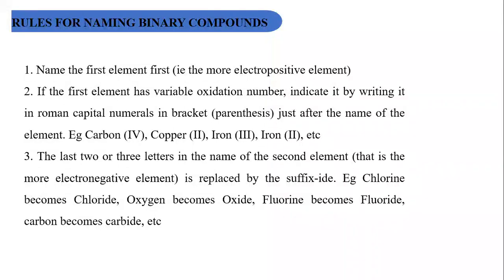So chlorine becomes chloride, oxygen becomes oxide, fluorine becomes fluoride, carbon becomes carbide. Carbon also has, if combined with some other elements, a better ability to form negative charges than the element it is combined with, especially with metals. So like CaC2, calcium combining with carbon.